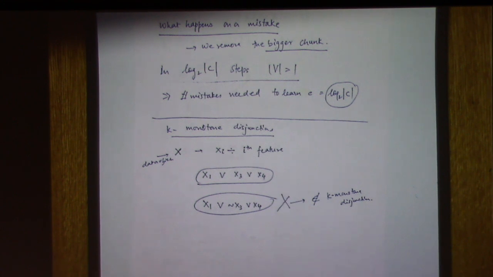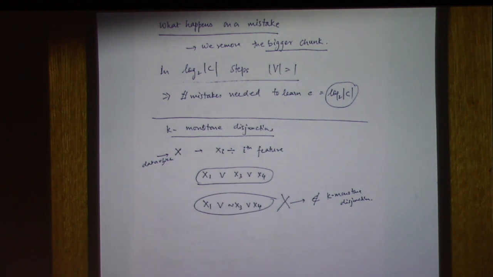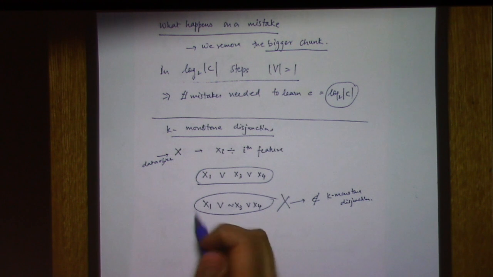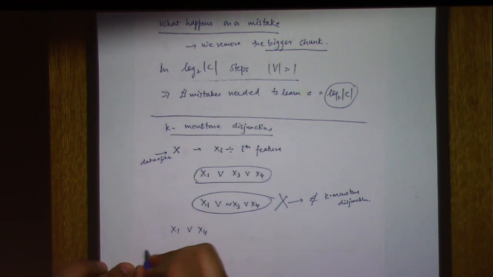So there are three things. There are disjunctions of feature values. Second, they can only have at most k features, so k or fewer. And the third thing is that they are monotone. That means you are only going to consider the positive value of your features in this disjunction. So it could be like this, it could be x1 or x4, right? So this is our C, these k-monotone disjunctions.